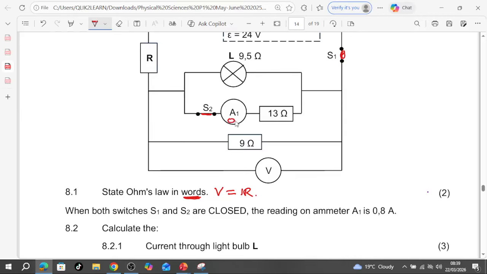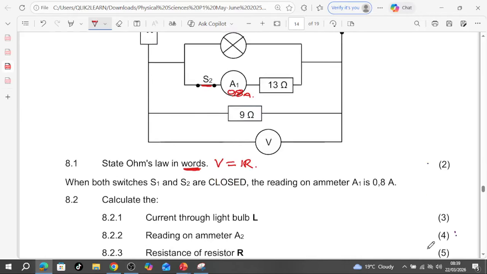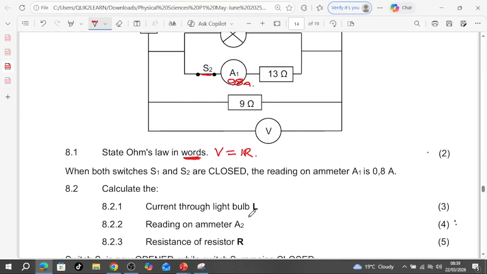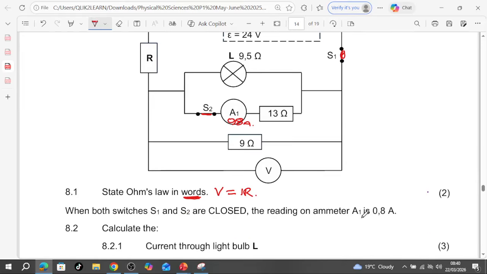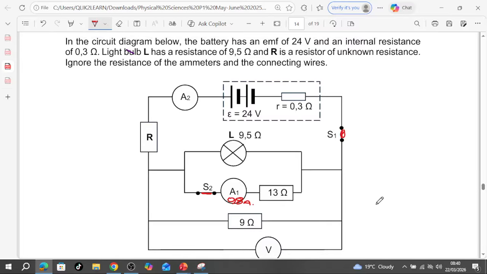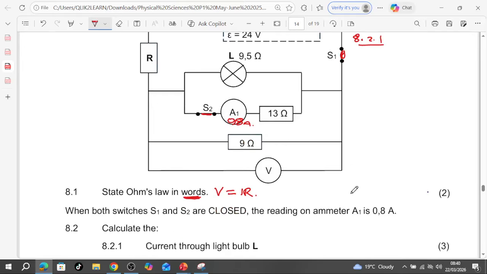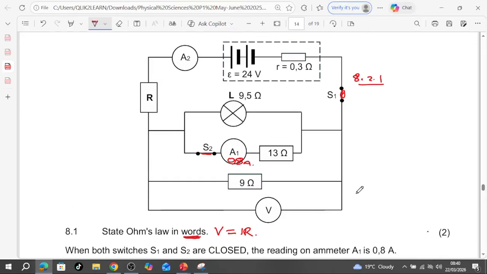The reading there is 0.8 amperes. Okay, so now calculate the current through the light bulb L. They want us to find the current through the light bulb L. You know what I'm going to do on this problem, how I'm going to answer it. So for this question 8.2.1, first thing first, let me try to analyze this question correctly.